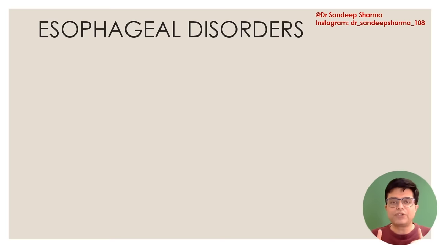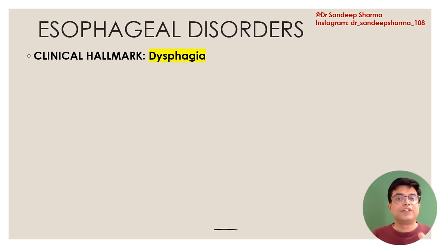So esophageal disorder, whenever there will be esophageal involvement, patient will have 2 types of symptoms. Most common symptom will be dysphagia. Dysphagia means difficulty in swallowing. And second symptom, which is sometimes seen, is odynophagia. Odyno means pain. So painful swallowing is called as odynophagia, right? So the first thing to know, that clinical hallmark of esophageal disorder, if they ask as a one-liner thing, the answer will be dysphagia. Whenever they will make a question on esophageal disorder, the case scenario will have the word dysphagia mentioned there.